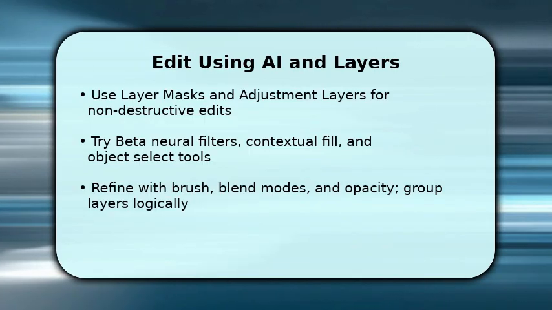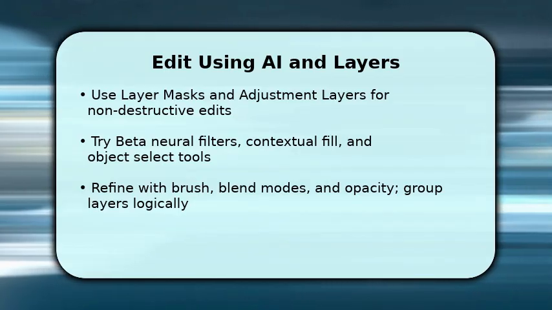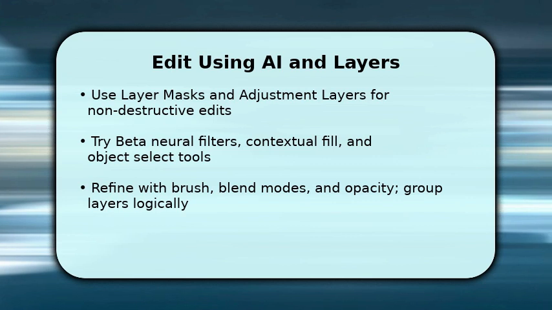Once done, try neural filters for color grading or face-aware edits, but keep them on separate layers so you can tweak strength with opacity. Make sure to group related layers and use blend modes to harmonize shadows and highlights. If a filter overcorrects, mask it back where you want subtler effect instead of removing it.